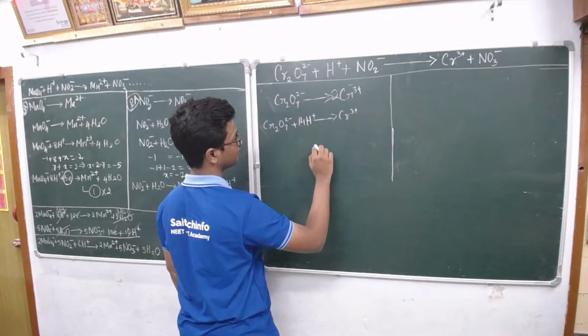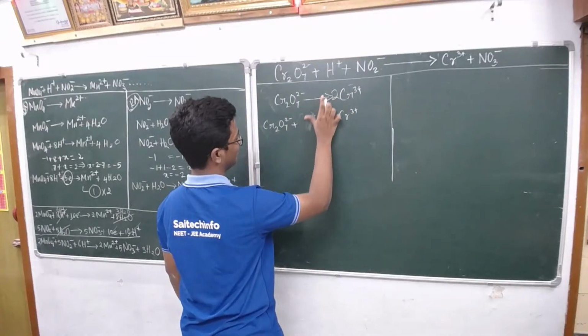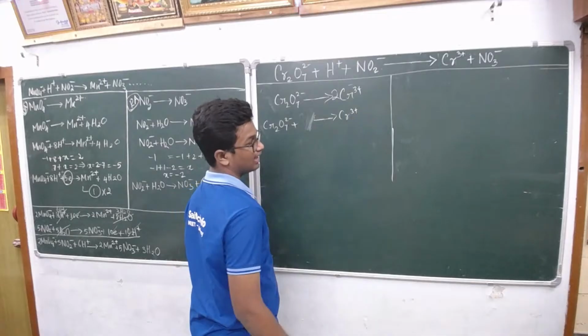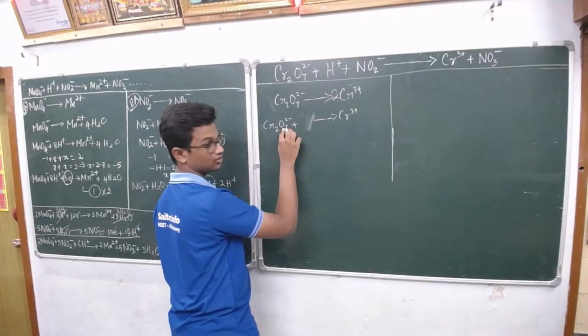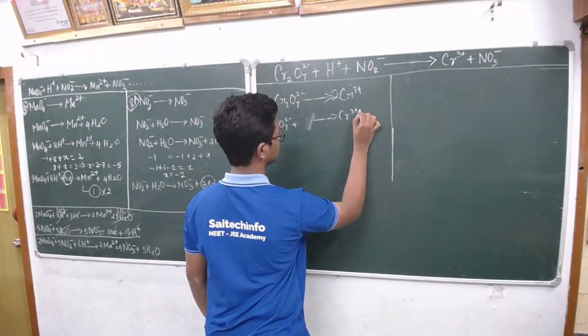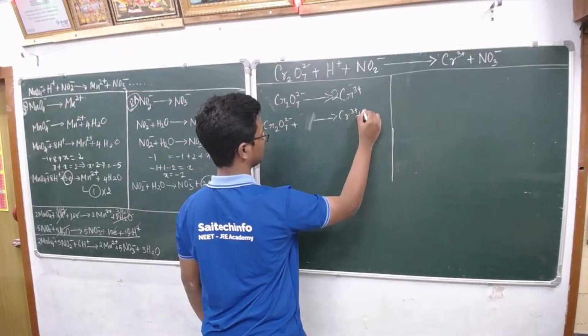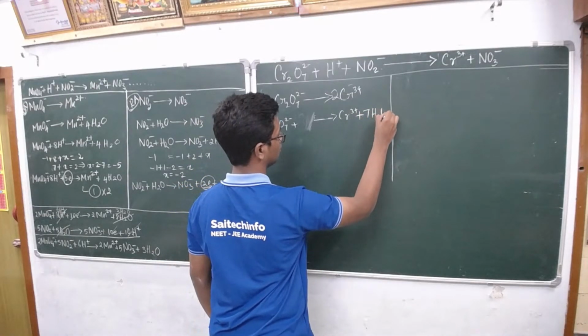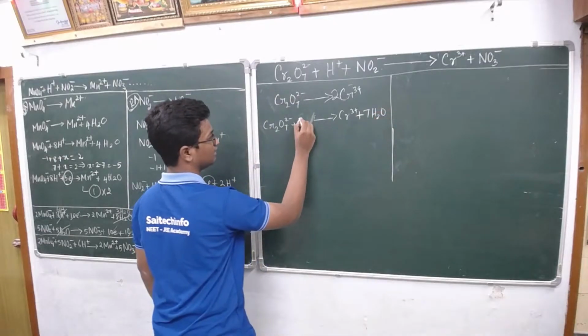Then what are you supposed to do? Why did you take H plus immediately? First, we add water molecules to balance it. First, balancing oxygen should be given importance. Do you understand? Right, proceed. And first, we are balancing the oxygen. So we are adding 7H2O to balance it, and we are adding 14H plus.